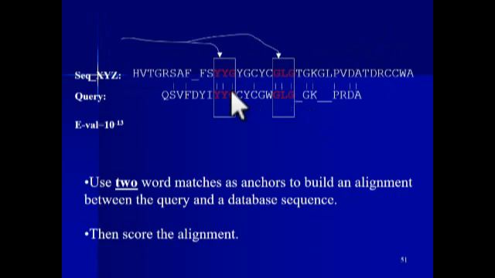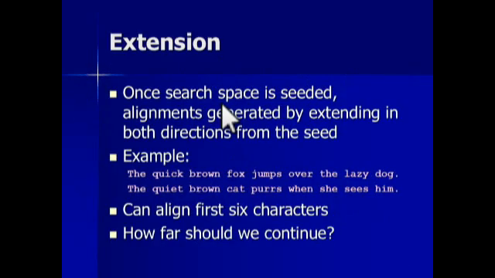So you can see these are the places where it is matched. Use the two word matches as anchors to build an alignment between the query and the database sequence. That will fix the position here, and then scoring of the alignment would be done. That is also known as the extension. So once a search space is seeded, the alignment is generally generated by extending in both directions from the seed.